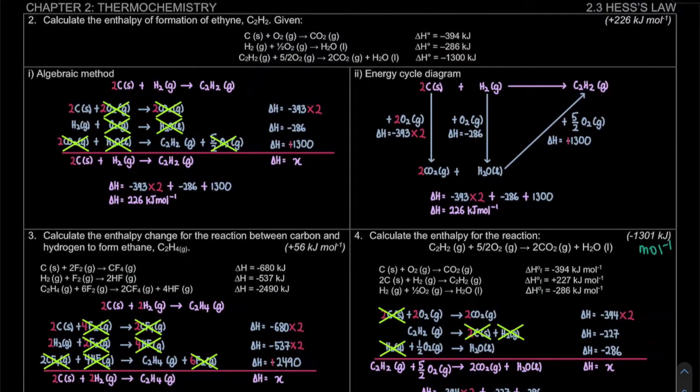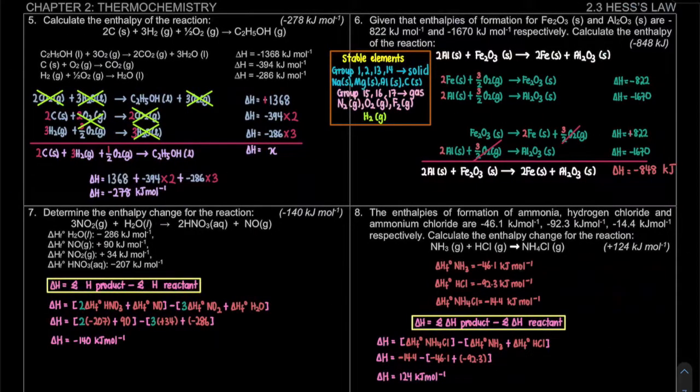Okay, so for the examples on page 6, I believe this is the example that I want you to do. If you want to check your solution, especially for the energy cycle diagram, you can just pause it at this part. Next is actually on page 7. Page 5 and page 6, I believe, are quite straightforward.